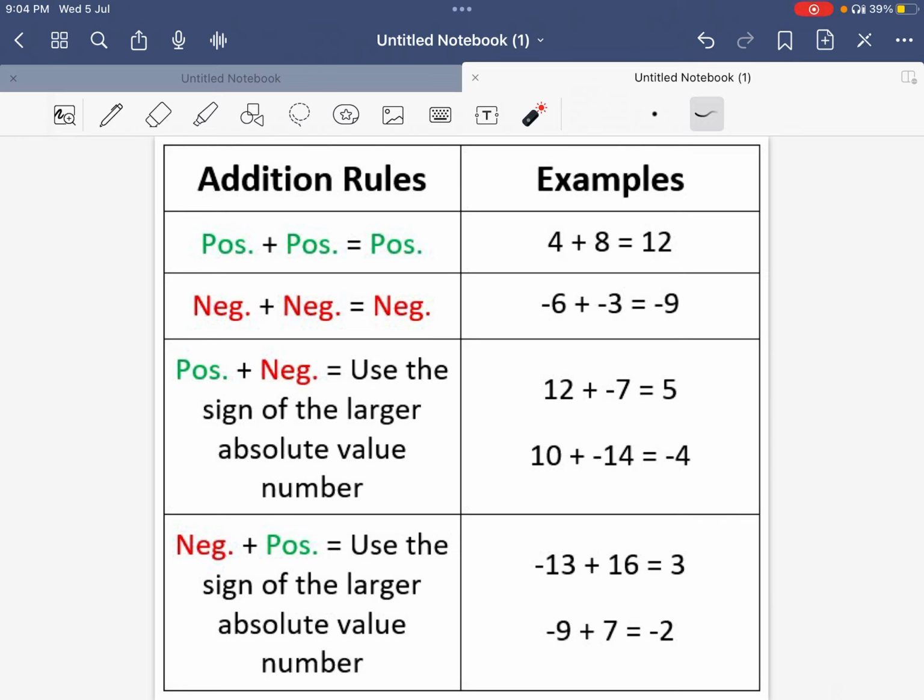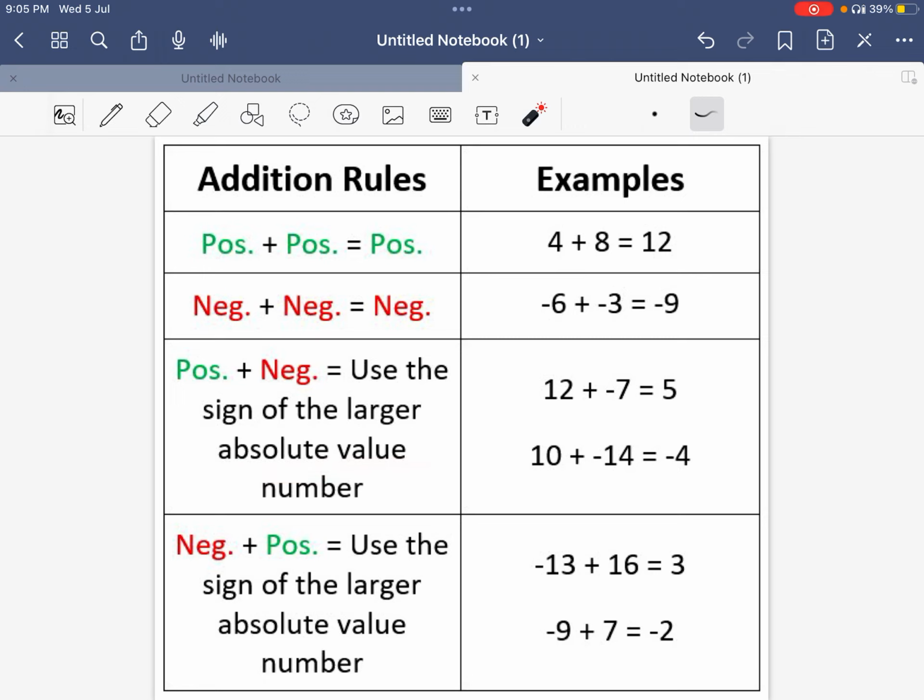Similarly, if the signs are different, take an example where one number is positive and another number is negative. What we have to keep in mind is, if different signs are there, then we have to subtract these two numbers, though the operation is addition, and use the sign of the larger number. Always use the sign of the larger number.